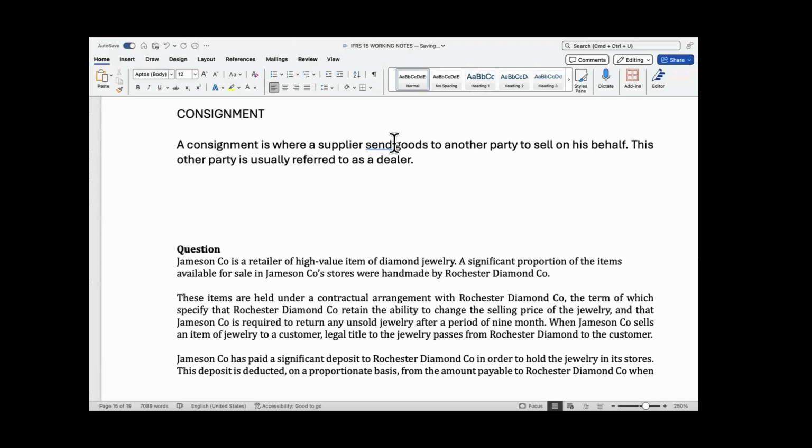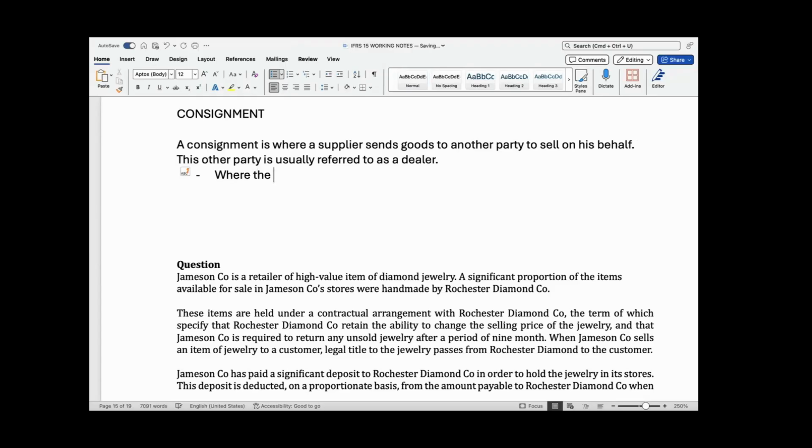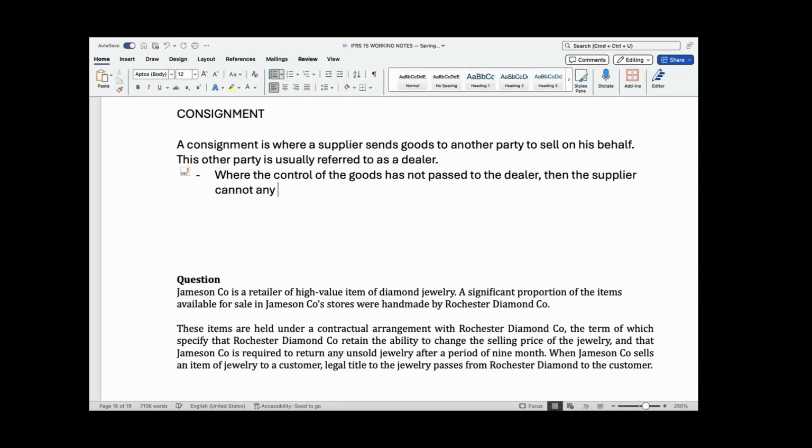So when you send goods to your dealer, and you look at the arrangement and you see that the control of the goods has not passed to the dealer, then the supplier cannot recognize any revenue, and the goods remain in his inventory at cost. That means you can still ask the dealer, if he's unable to sell it, to return your goods.